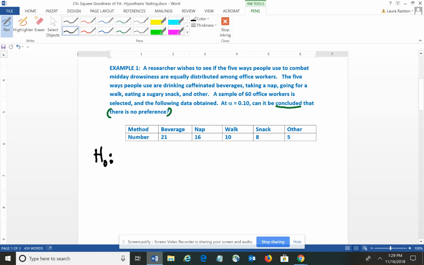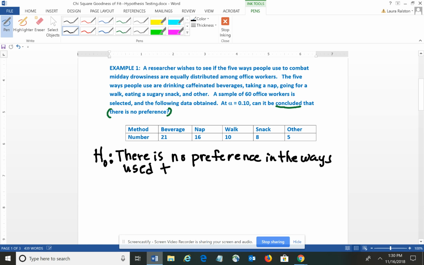So we could actually write there is no preference in the ways used to combat midday drowsiness.